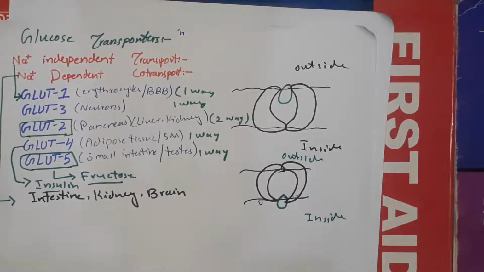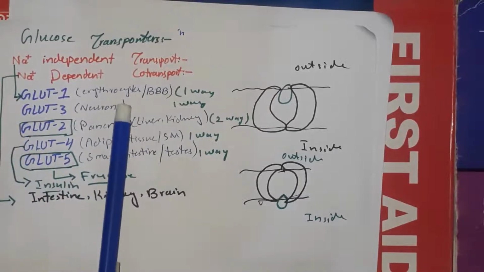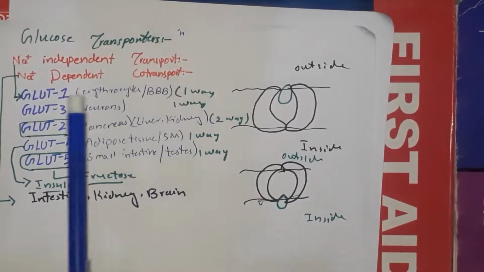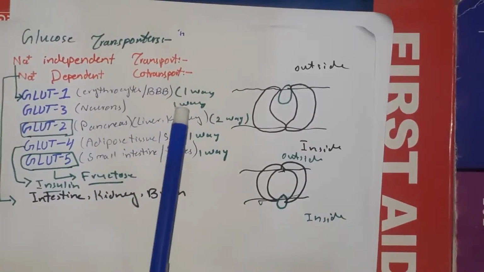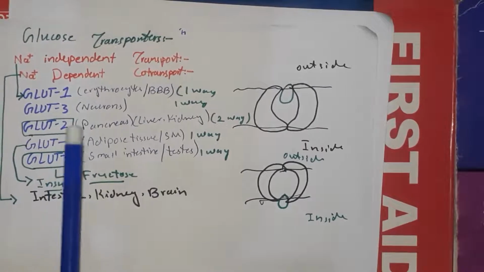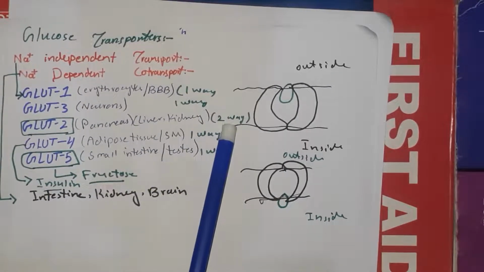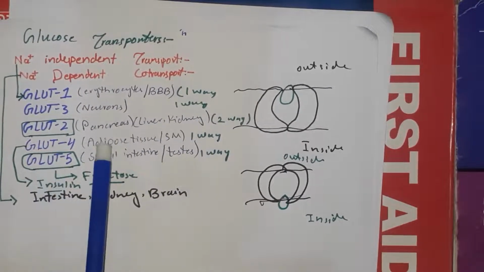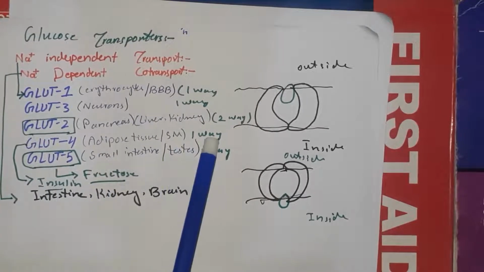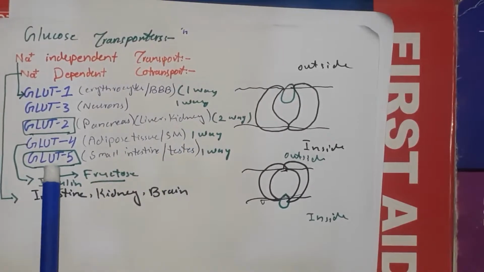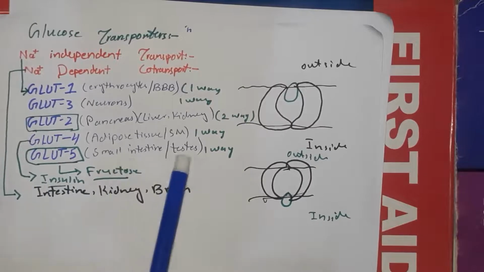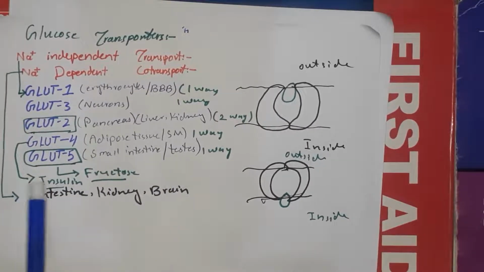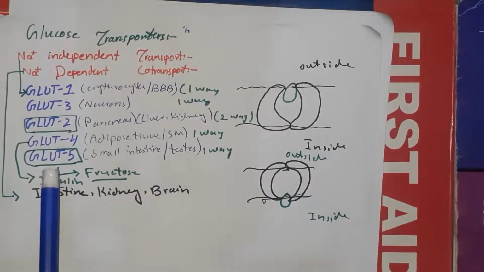So what we have studied yet: GLUT1 is present in erythrocyte and blood-brain barrier. It is a one-way transporter. GLUT3 is present in neuron. It is also a one-way transporter. GLUT2 is present in pancreas, liver, and kidney, and it is a two-way transporter. GLUT4 is in adipose tissue and skeletal muscle. It is a one-way transporter and insulin dependent. GLUT5 is present in small intestine, testes. It is a one-way transporter, and it is basically a fructose transporter, not a glucose transporter.